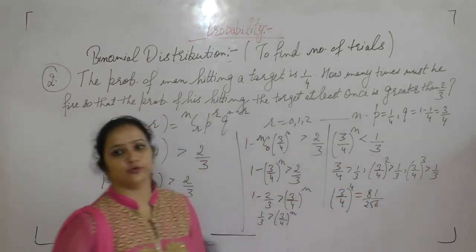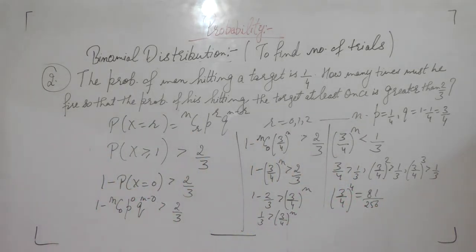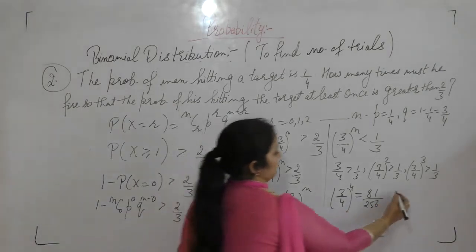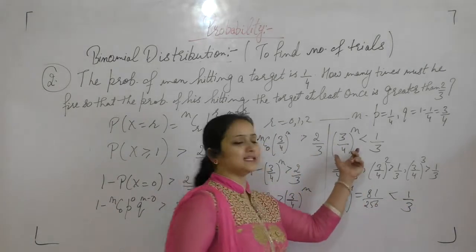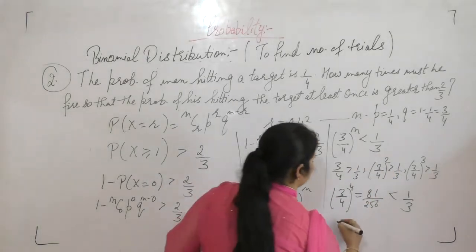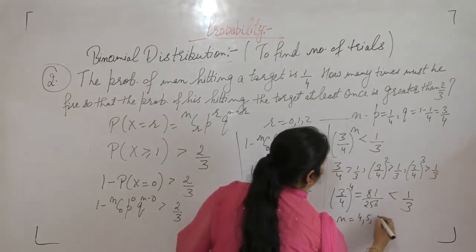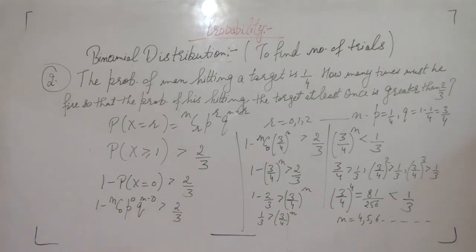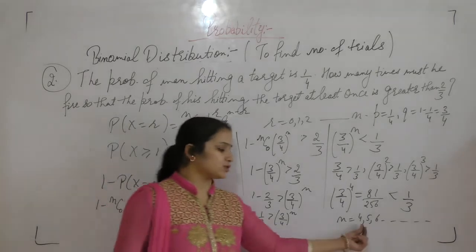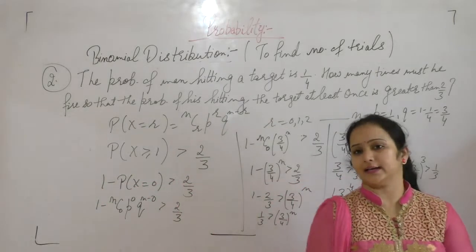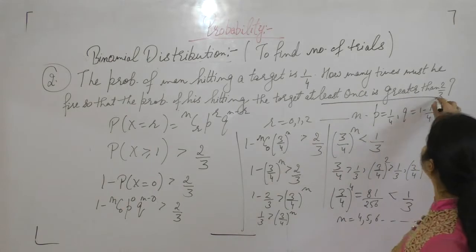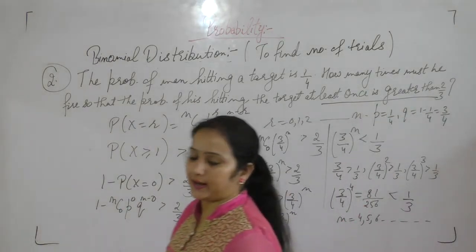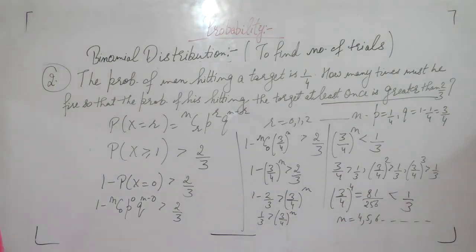81 upon 256, that is less than 1/3. Now this value is less than 1/3, so n will take values 4, 5, 6 and so on. Hence the man must fire at least 4 times. तो कम से कम उसको 4 times fire करना पड़ेगा to get the probability greater than 2/3. Note it down.